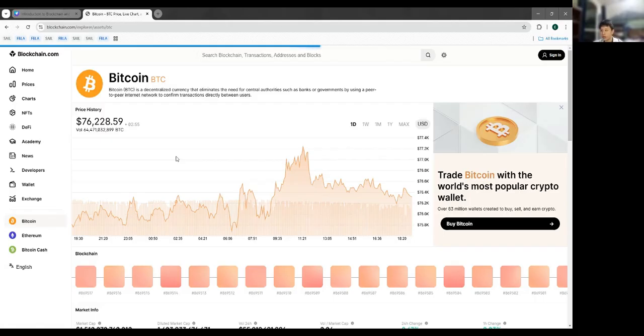So let me just quickly explain the basic structure of a blockchain.